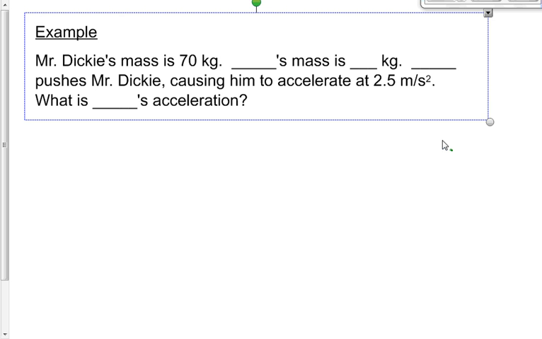This question says, Mr. Dickie's mass is 70 kilograms. Let's pick one of you. Who are we going to pick on here? Dom, what's your mass? 60? Okay, let's say 60 kilograms. Dom's mass is 60 kilograms. Dom pushes Mr. Dickie. I don't know why he'd want to do that, but let's say that he does. He pushes me, causing me to accelerate at 2.5 meters per second squared.